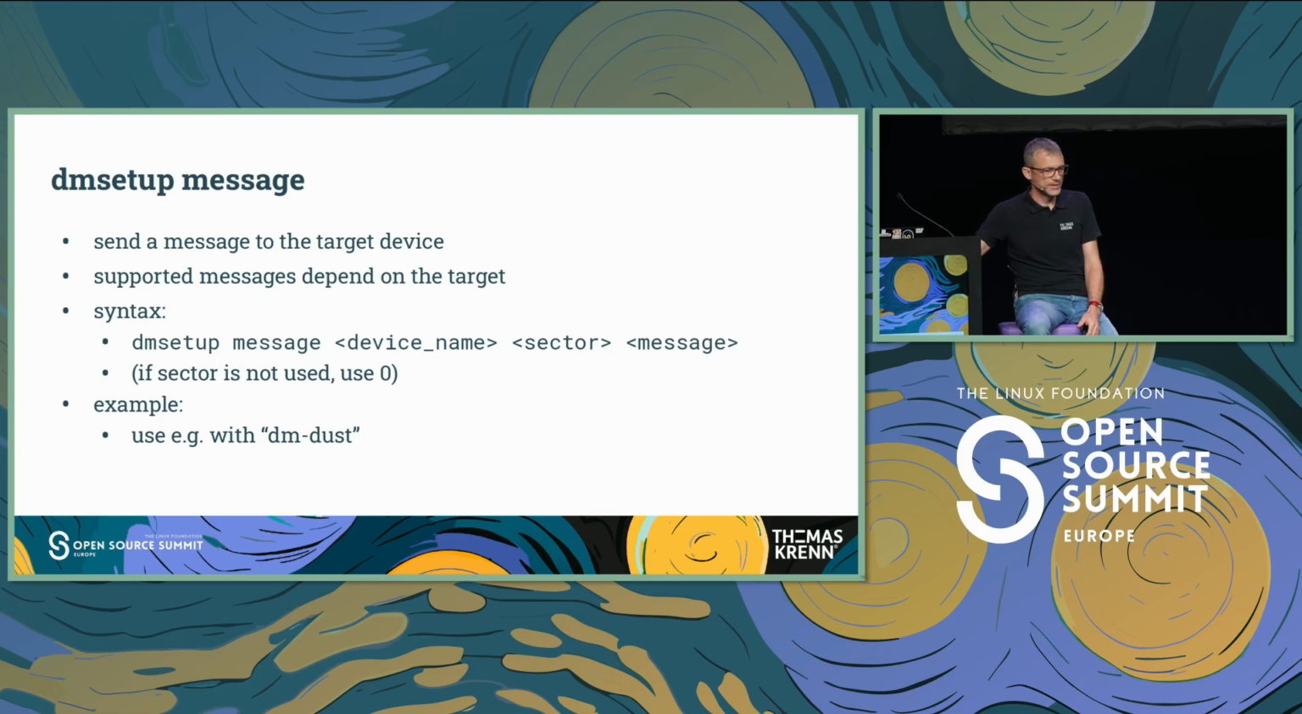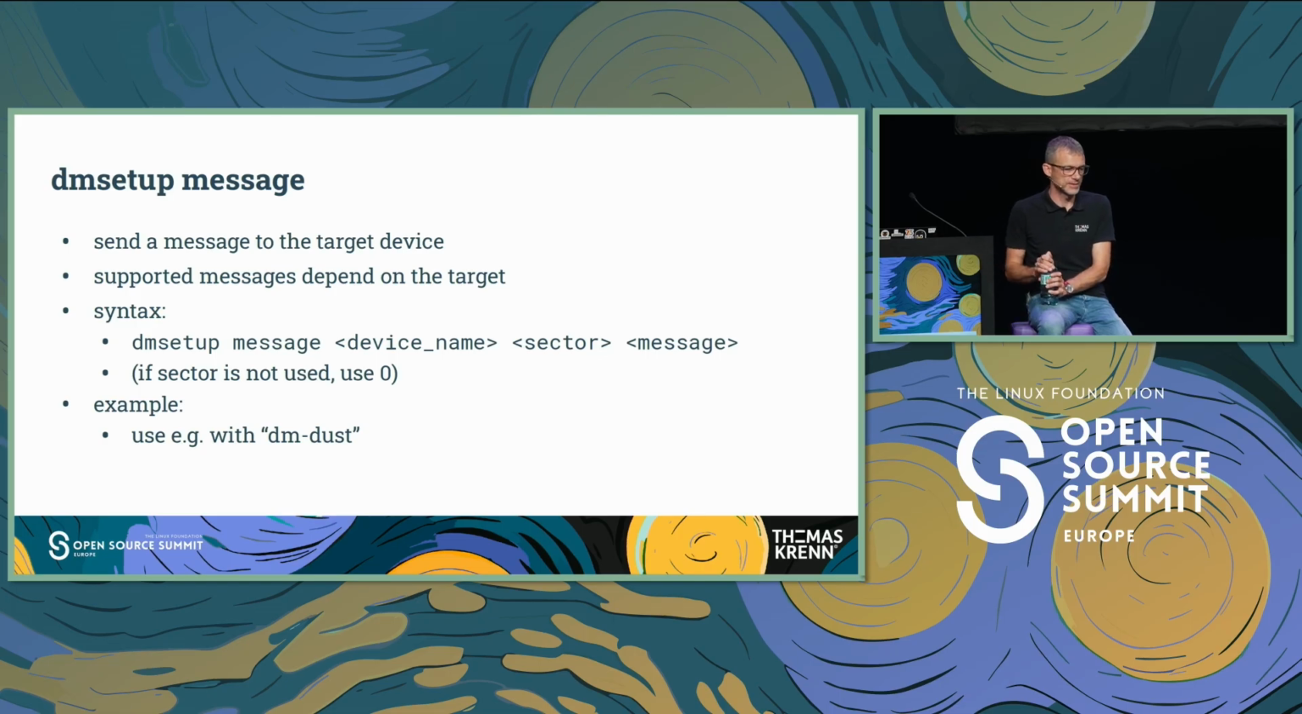One other interesting thing here is that you also have the ability to send messages to different targets. So depending on the targets, they support features to get some messages from you if you want to configure something or change something in the configuration. This depends really on the target itself. And the syntax is dmsetup message, then the device, sector, and the message. And if no sector information is necessary, the sector is simply 0. We will see an example with dm-dust in the end to show where those messages are being used.